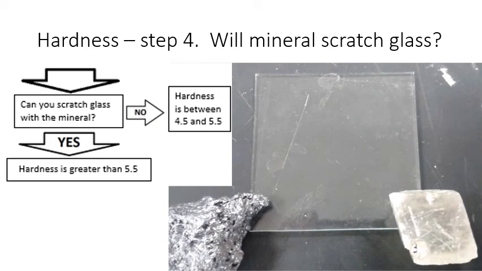Now, will it scratch glass? Glass is a little different. We don't pick up and hold glass and try to rub it across the mineral because we don't want it to break in our hands. You're going to take this mineral and try to scratch it across the glass plate. If it makes a scratch in the glass, then it's harder than the glass. Glass has a hardness of 5.5, so we would say the mineral hardness is more than 4.5. This one here did not make a scratch in the glass, so its hardness was less than 4.5. So if it scratches the glass, we've got to keep going.